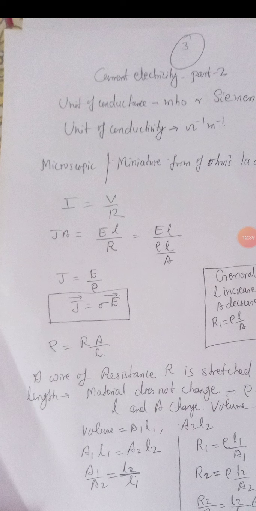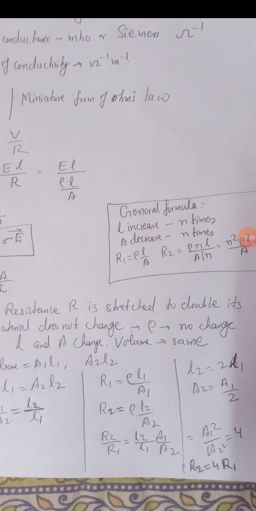So I have written the formula A1 L1 before stretching, A2 L2 after stretching. So I have got the ratio A1 upon A2 equals L2 upon L1. Now student, the formula for resistance: before stretching, R1 equals rho L1 upon A1, and R2 equals rho L2 upon A2. Then I have divided them and I got the formula R2 upon R1 equals L2 upon L1 into A1 upon A2.